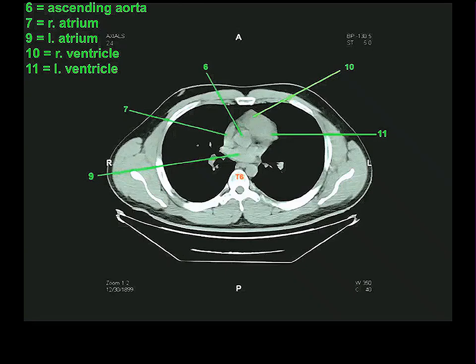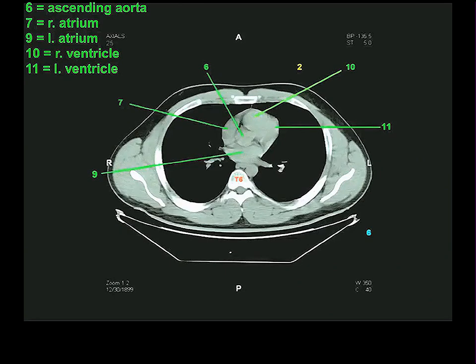Here's the right atrium. We still have ascending aorta. It hasn't yet exited from the left ventricle. We have left atrium, the most posterior chamber of the upper half of the heart. We just now start to see a little bit of the left ventricle coming in. And now we see more of the left ventricle. We see a very clear right ventricle.